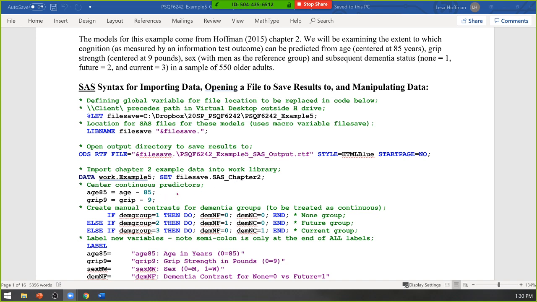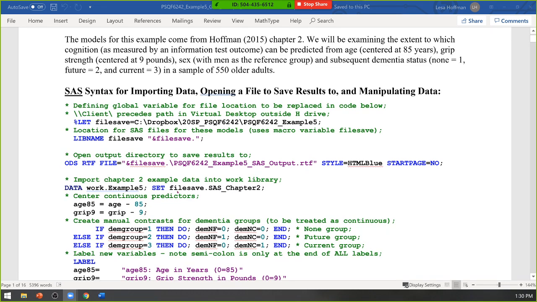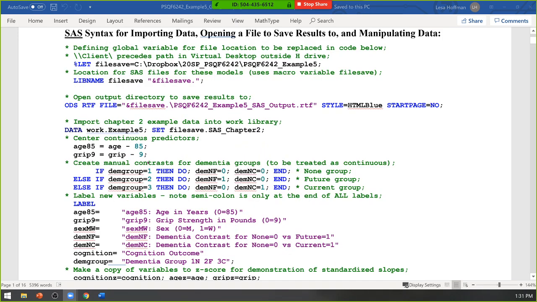Anywho, so we're predicting an outcome known as information test. It's a measure of crystallized intelligence, so it's like your knowledge of facts and things like that, that in theory should not be affected by aging until you get to some sort of potential disease process that would be interfering. So these data are sort of like the first wave of a longitudinal study. So there's 550 fake people. I'm going to be predicting their cognition outcome from predictors of age and grip strength.